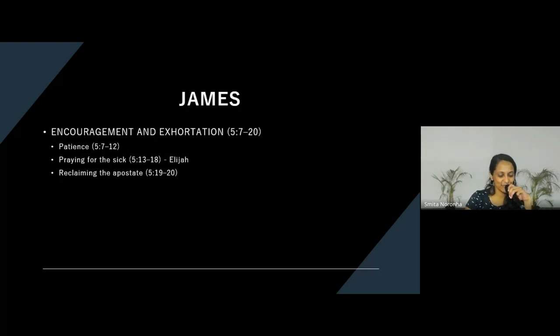And then in chapter 5, he goes on to talk about patience because of the suffering that they are experiencing. He's encouraging them to be patient in the face of their suffering. Then he talks about praying for the sick and uses the example of Elijah praying for rain. And then closes with reclaiming those who have turned away from the faith. So bringing back those who have fallen away, restoring them to the faith. And with that, we come to the end of the book of James.